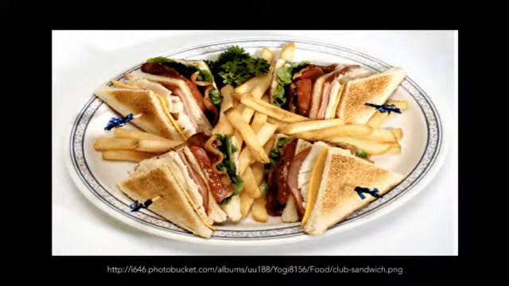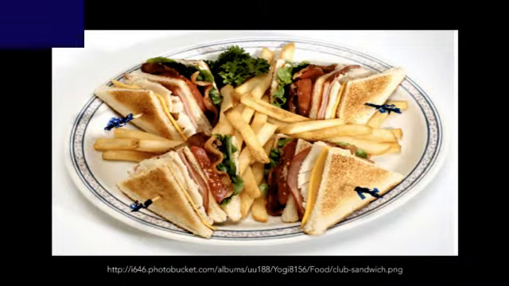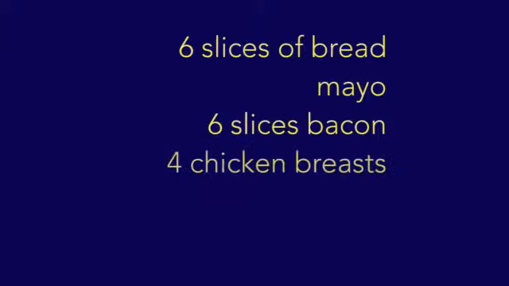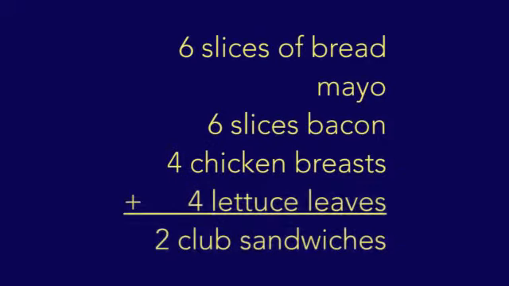I get asked to make the double club all the time. Here's the recipe. The double club is for 2 people. It uses 6 slices of bread, mayo, 6 slices of bacon, 4 thin-cut chicken breasts, and 4 lettuce leaves. The job is a cinch.